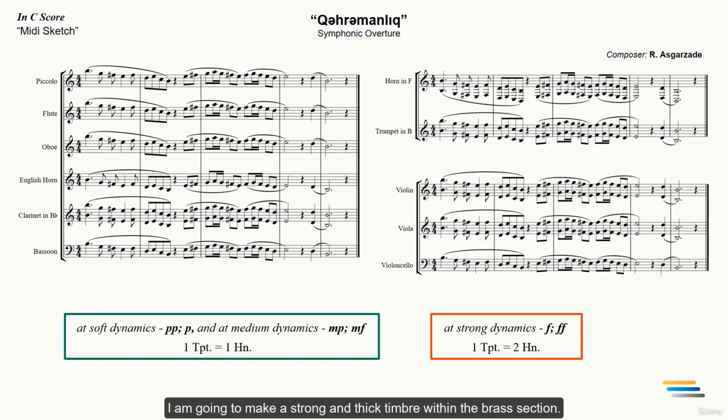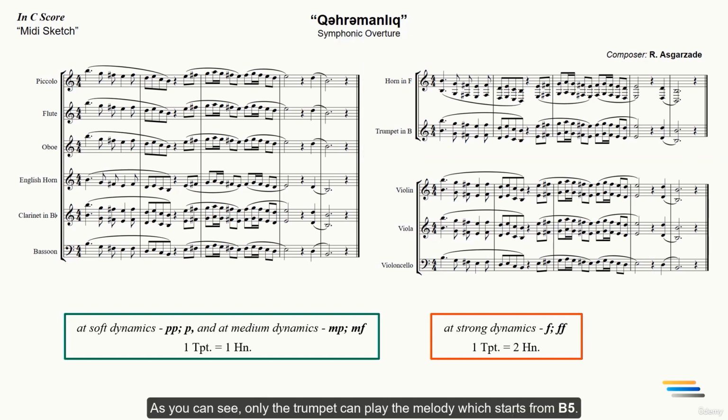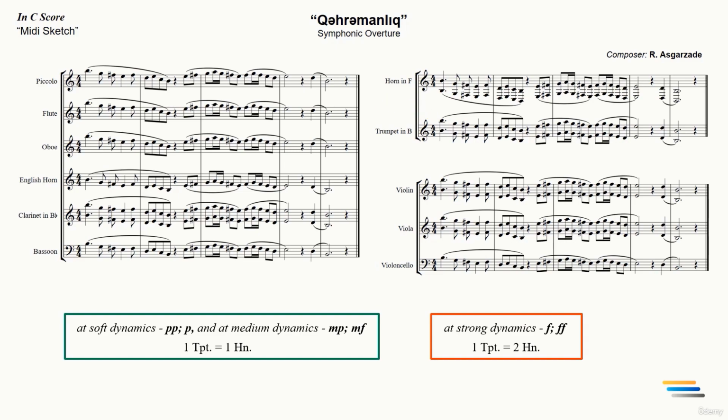I'm going to make a strong and thick timbre within the brass section. Therefore, I will use all instruments. As you can see, only the trumpet can play the melody which starts from B5. The first trumpet will play the upper octave.